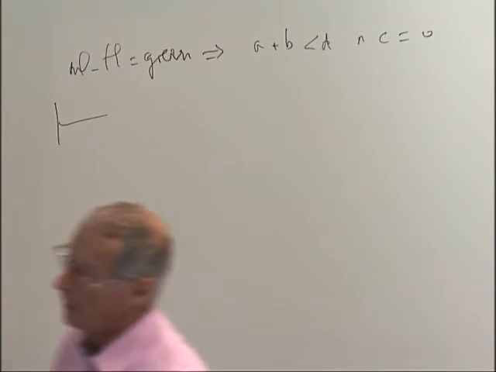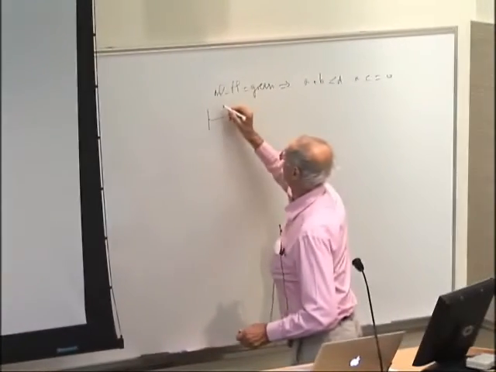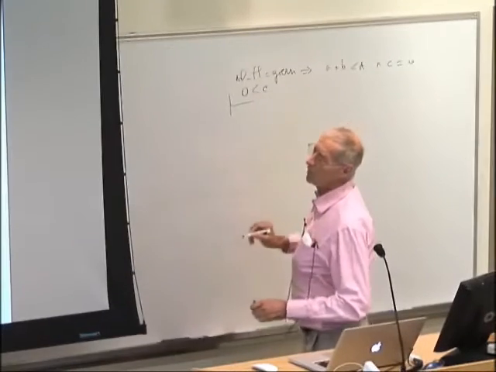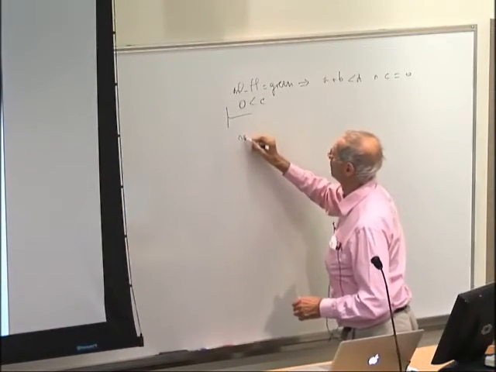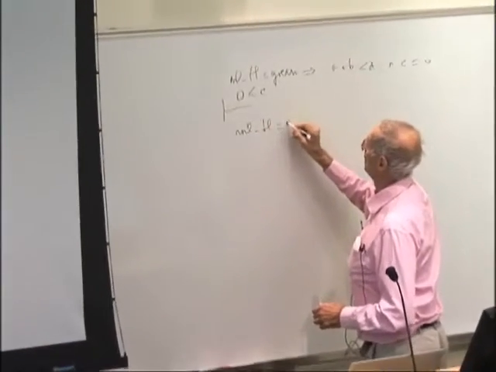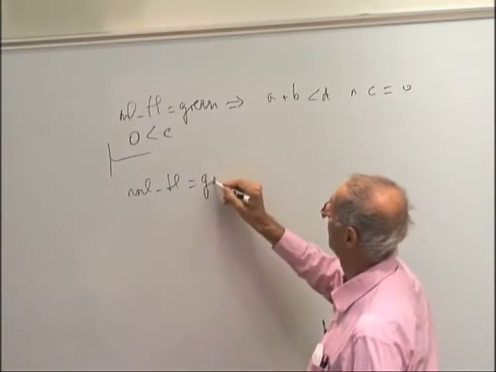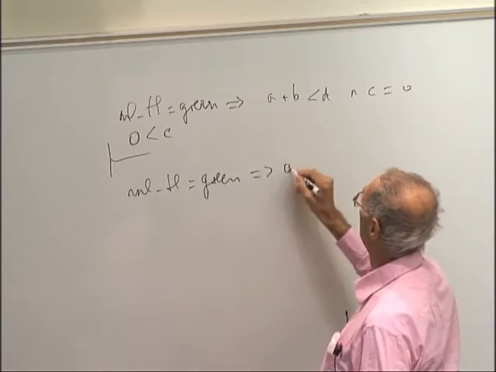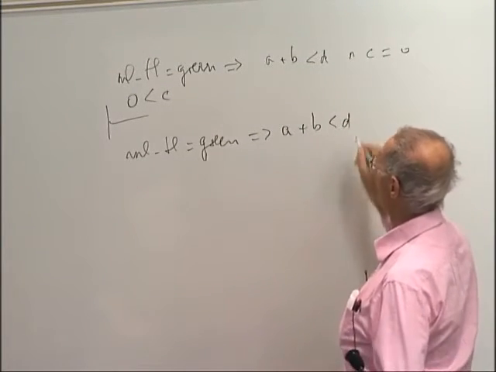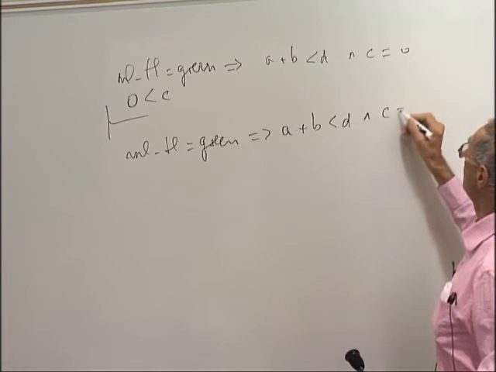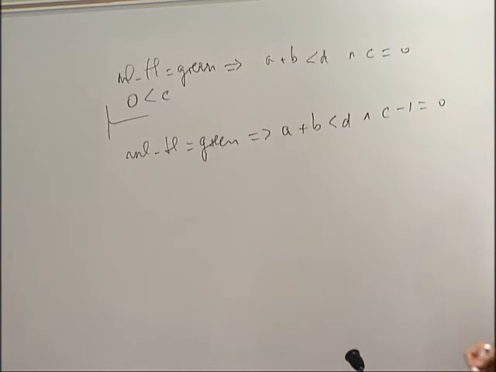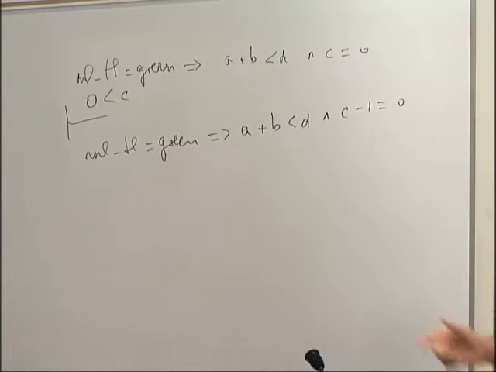For example, let's work with this one. So we have also the guard, 0 smaller than C. And then we have to prove exactly the same thing. So ML TL equals green implies A plus B smaller than D, because A and B are not changed. And then C minus 1 equals 0. Okay, this is what I have to prove.